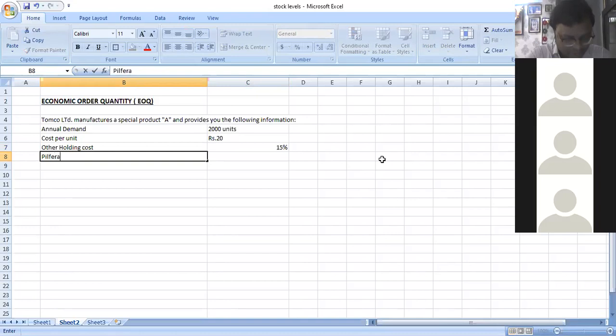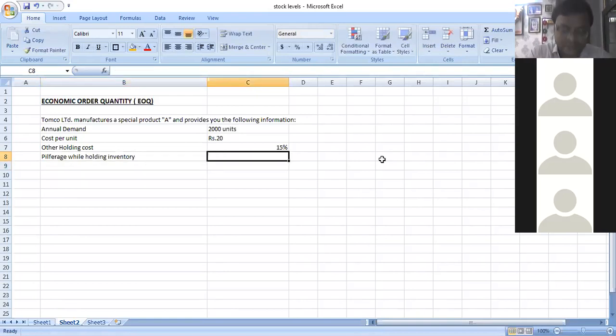Then pilferage. This is also one. Pilferage while holding stock inventory. This is a cost of storing; we can use the word storing cost. Pilferage while holding the inventory, that is 10%.